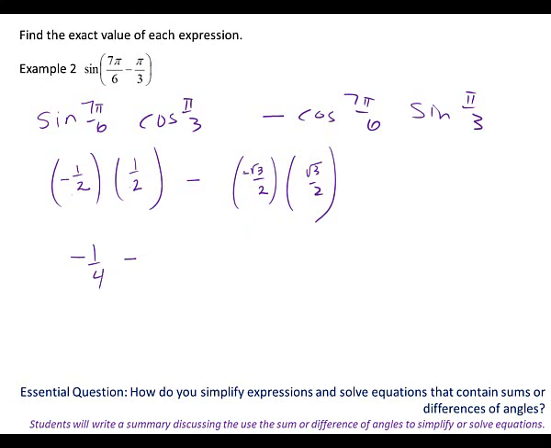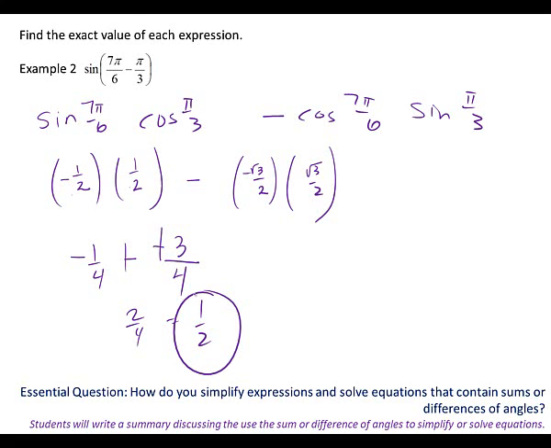Negative 1/4. Good. Negative square root of 3 times square root of 3 is just what? Negative 3 over what? 4. Double negative is going to go? Positive. So 1/4, negative 1/4 plus 3/4 is? 2/4, better known as 1/2. So all we did is apply a new formula. We plugged the radian measures in, we found the radian measures off the unit circle, and we did some arithmetic.